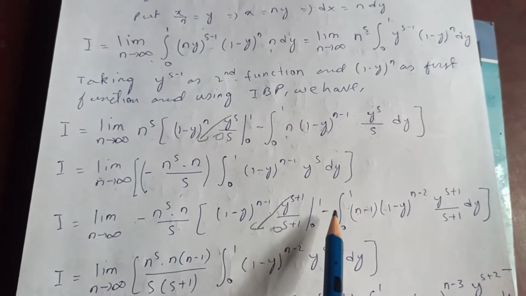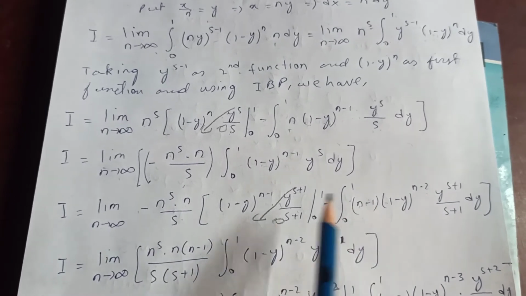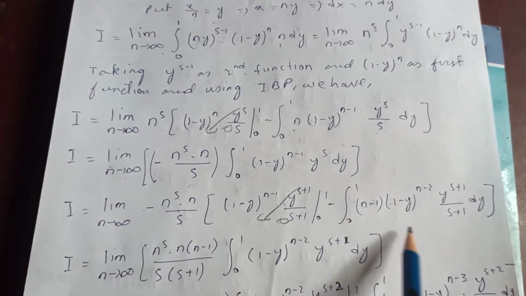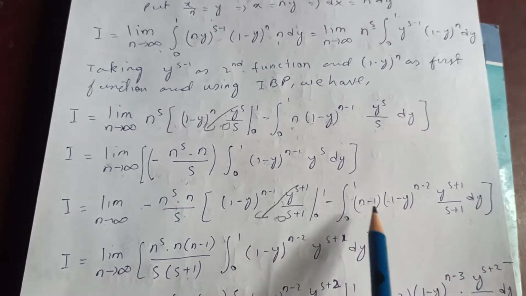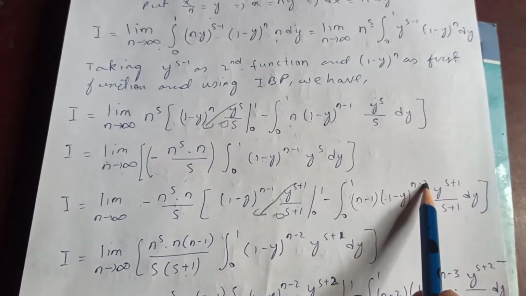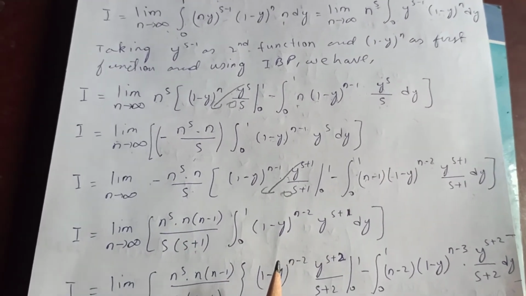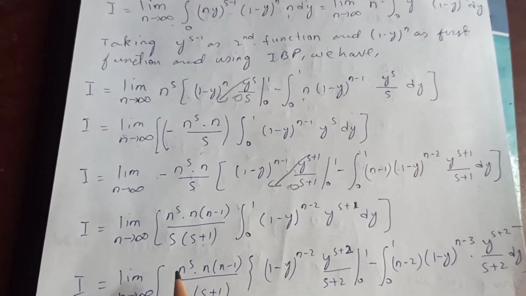So this minus and this will become plus, right? And n to the s into n minus 1 upon s plus 1 here. So we are left with the integral from 0 to 1, 1 minus y to the n minus 2, y to the s plus 1 dy. So let's do one more term.